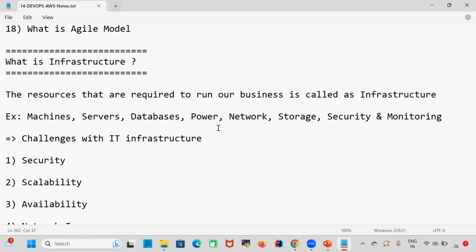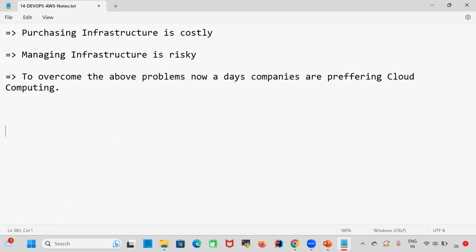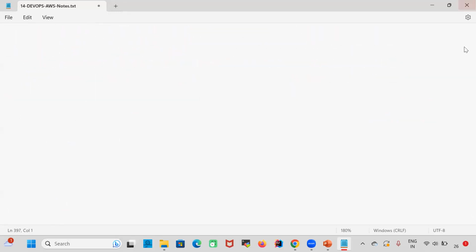Simple example: in your house, there is a function. Guys, in your house, there is a function. For the function, you are inviting some guests. Assume that there is a marriage function in your house.